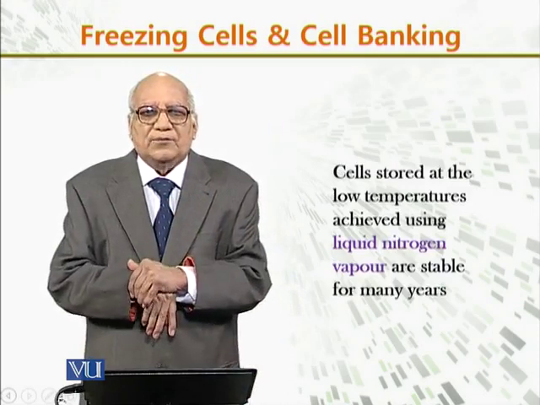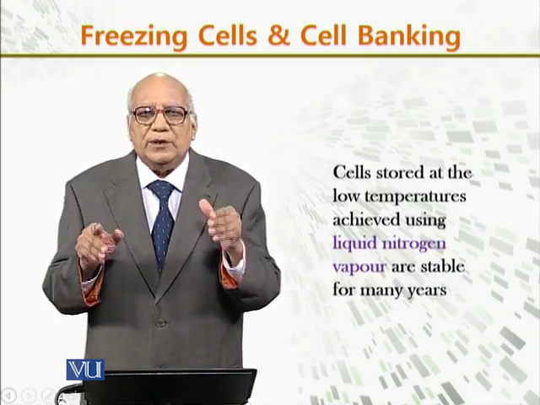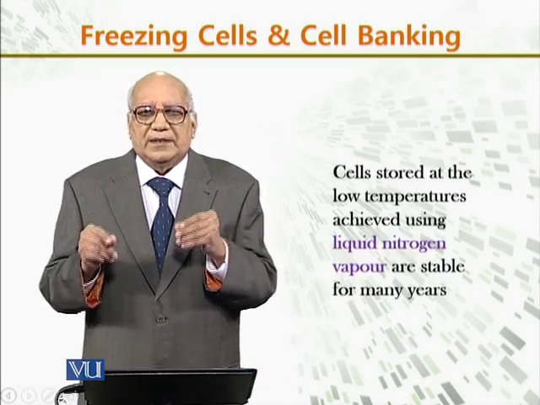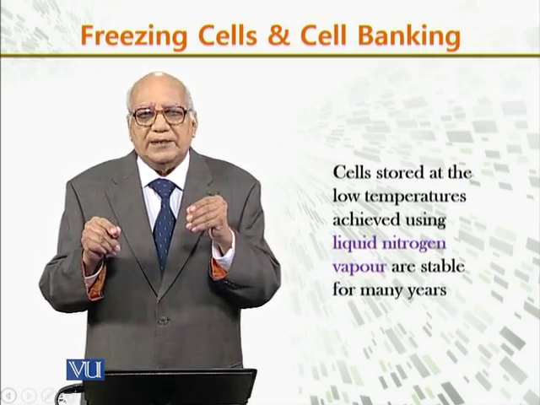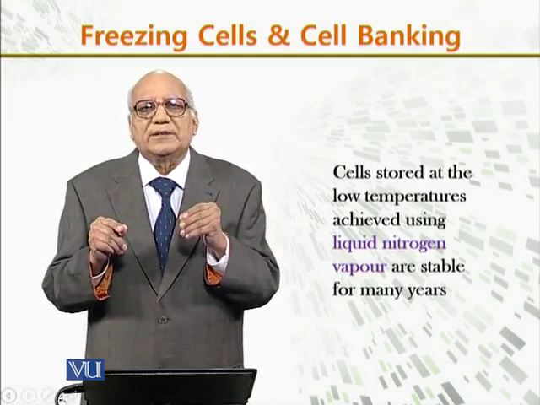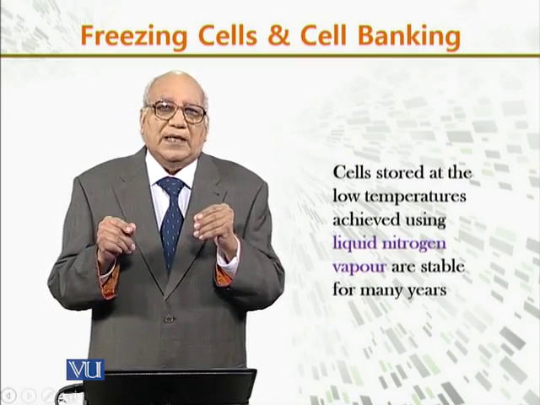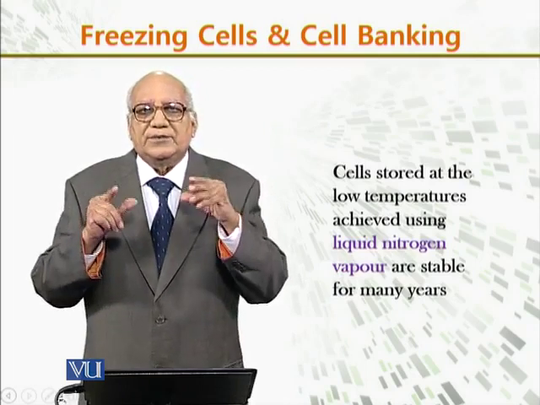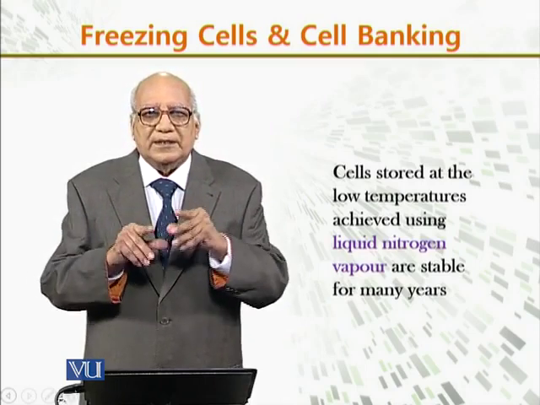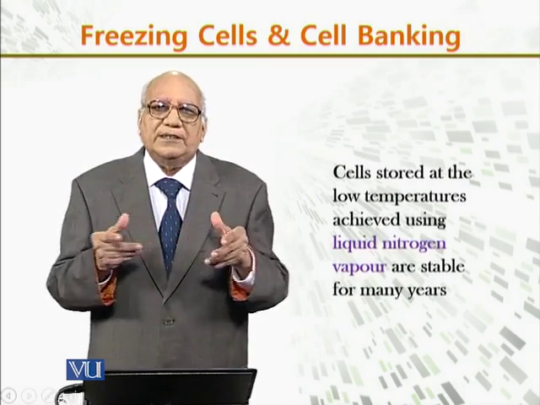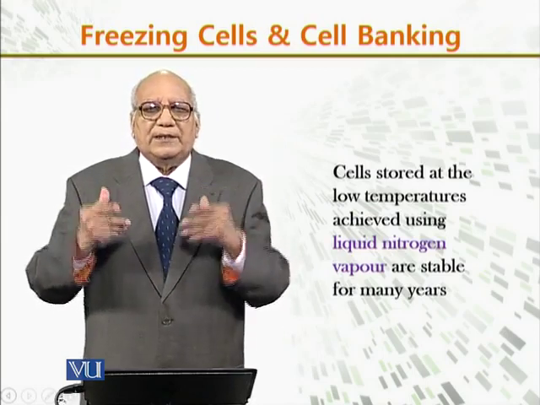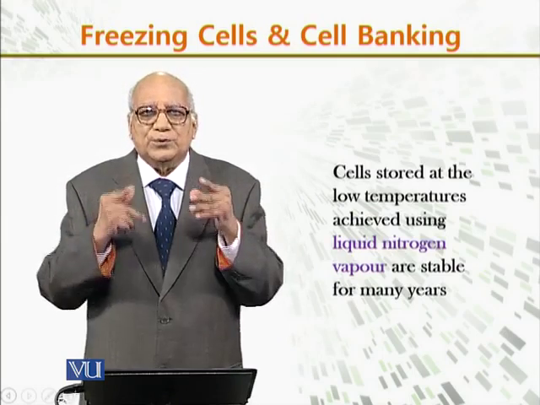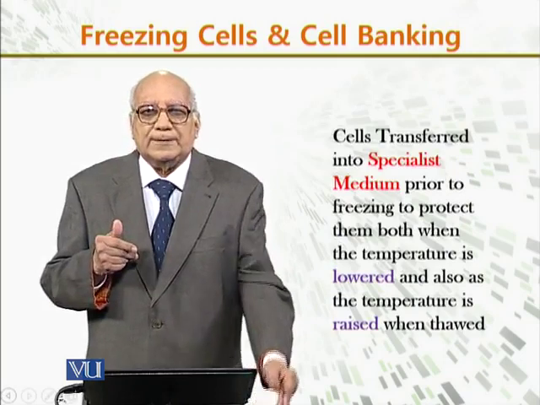Now, cells which are stored at low temperature, the low temperatures are achieved using liquid nitrogen vapor, and they are stable for many years. That is through a branch of science which is known as cryogenics. These cells are frozen, their biochemical activities are frozen by the liquid nitrogen vapors, and they are stable for many years to use for further experimentation.